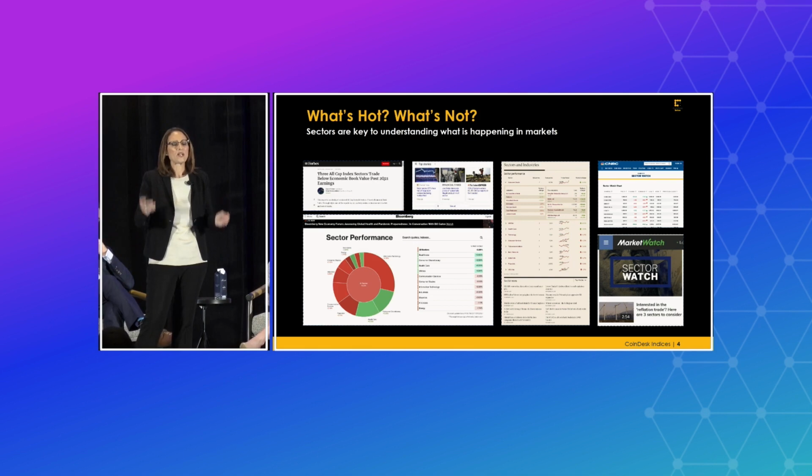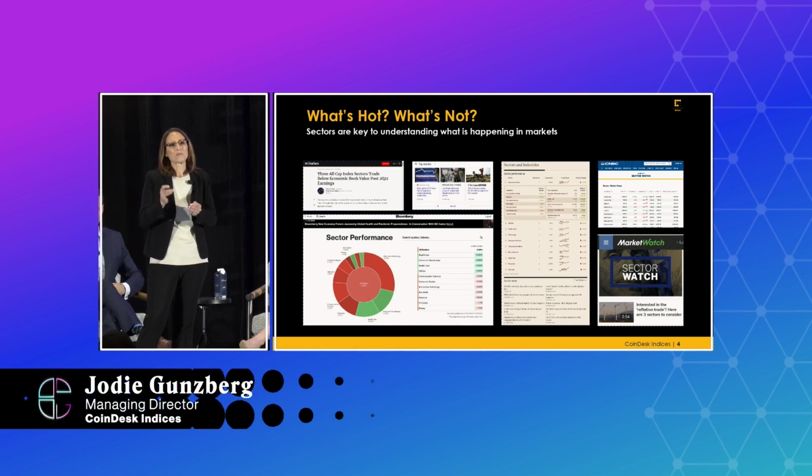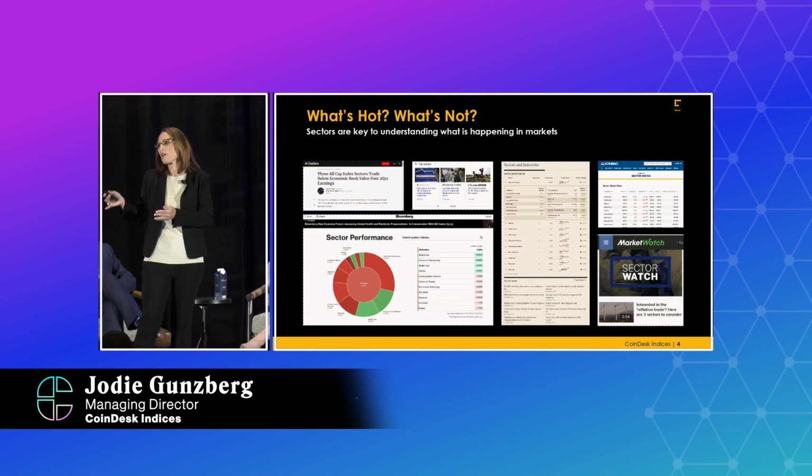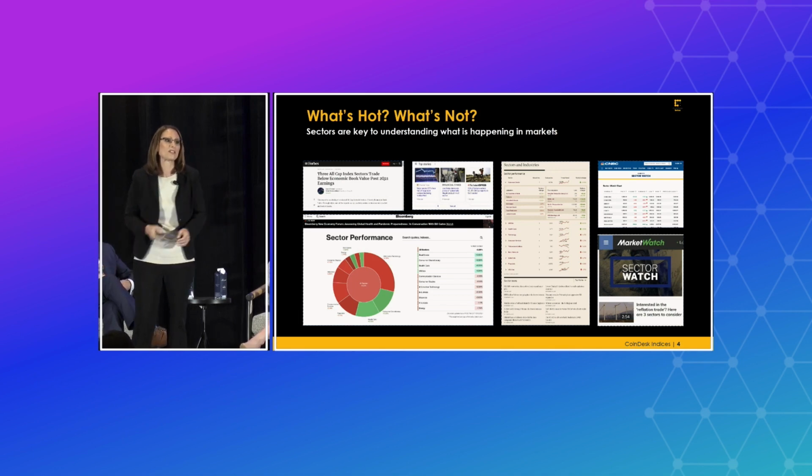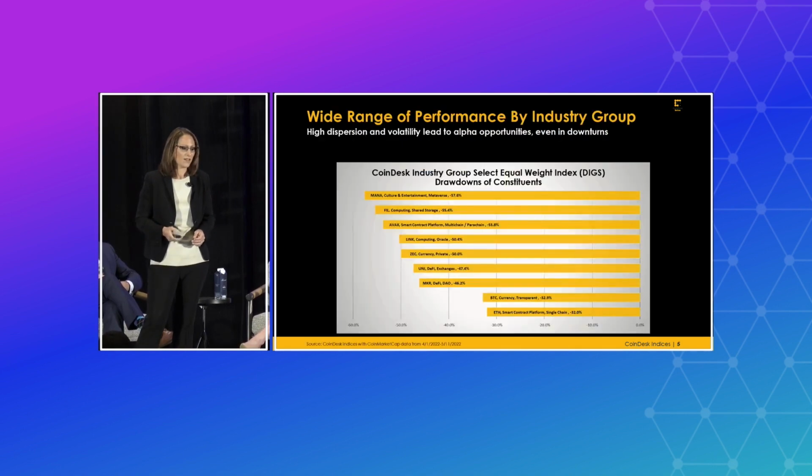Of course, every major media outlet, tier 1, has a sector beat, and this is because everybody just wants to know what's hot and what's not. Once you know whether the market is up or down, the next question is what drove it. And often you can find those answers by analyzing what happened inside of the sectors, the industry groups, and the industries to tell those stories.